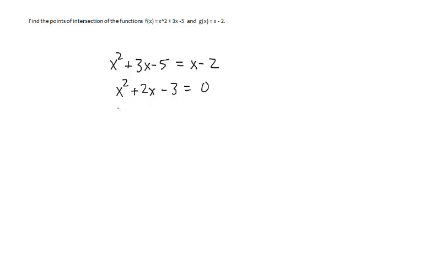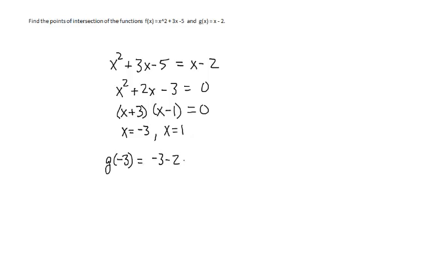And now we're going to write this in factors. So I have x plus 3 and x minus 1 is equal to 0. And then x is equal to negative 3 and x is equal to 1. So we have 2 points of intersection. In order to find the value of y for these x values, we're just going to plug it into either equation. So because g of x is linear and it's easier to use, I'm going to use g of negative 3. So I have negative 3 minus 2, or negative 5. And then I'm going to use g of 1, which is 1 minus 2, or negative 1.